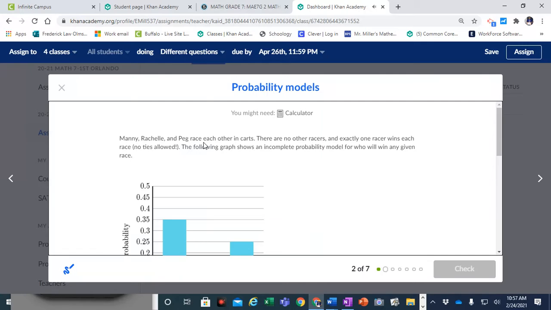Manny, Rochelle, and Peg race each other in karts. There are no other racers, and exactly one racer wins each race, no ties allowed. The following graph shows an incomplete probability model for who will win any given race.